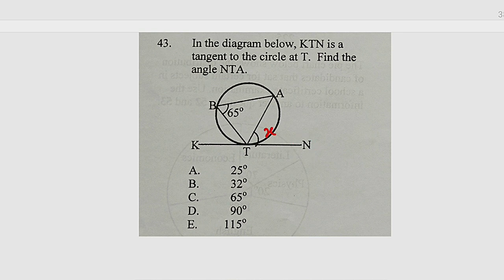Let me call it X. You should remember that the angle formed between a chord and a tangent line is always equal to the interior angle which is subtended by the same chord to the circumference. So this is the angle subtended by that same chord to the circumference, which is 65, and hence this angle must be 65. Very simple question from the alternate segment theorem, and this is option C. Now let us move on to question number 44.